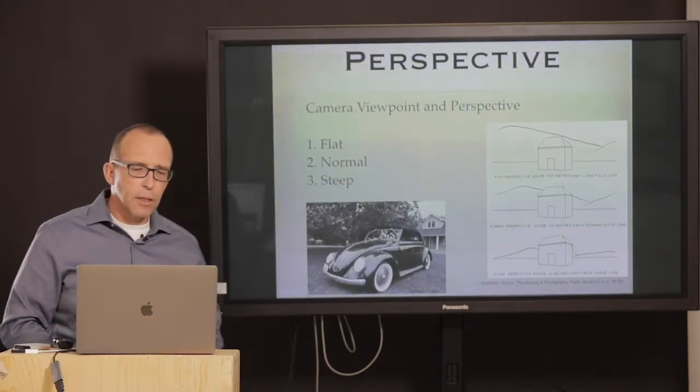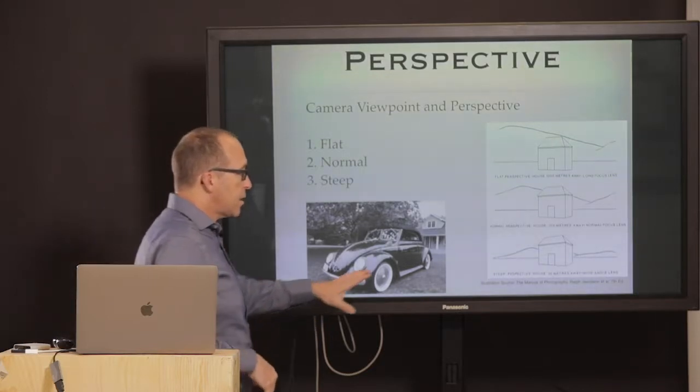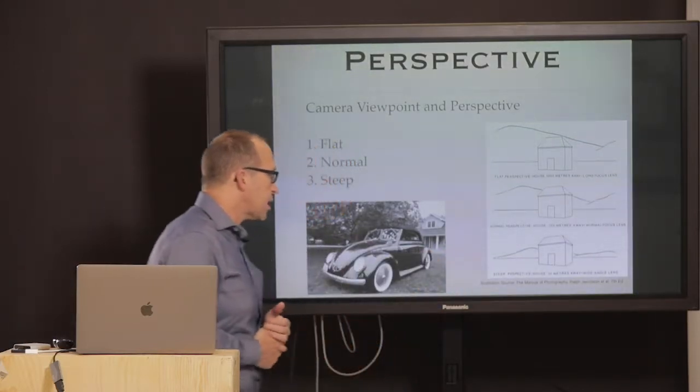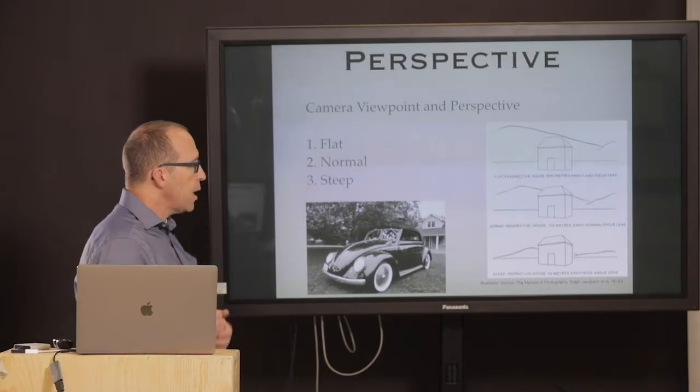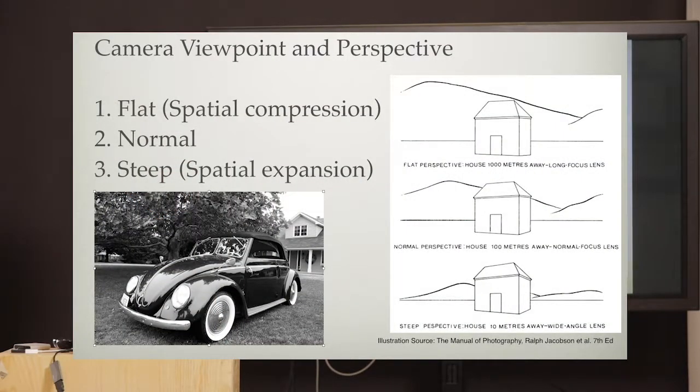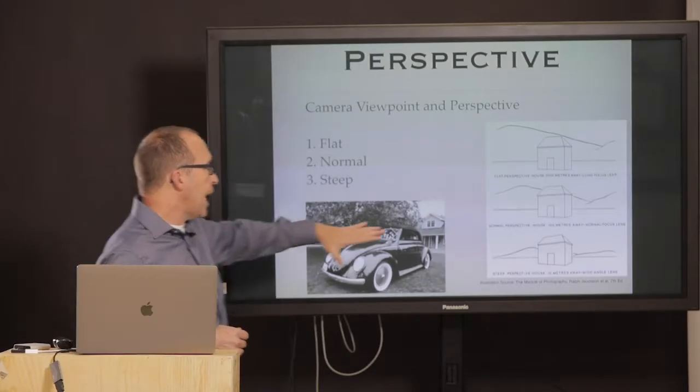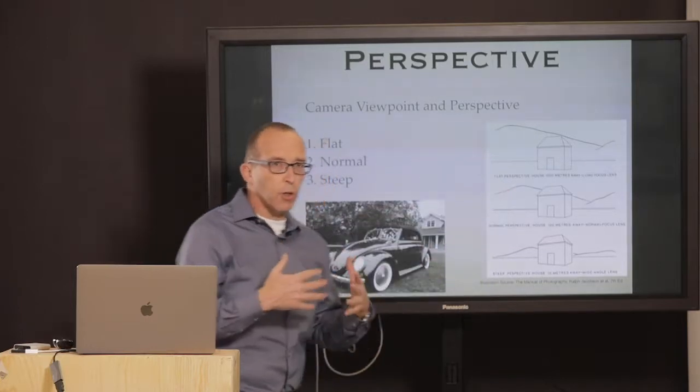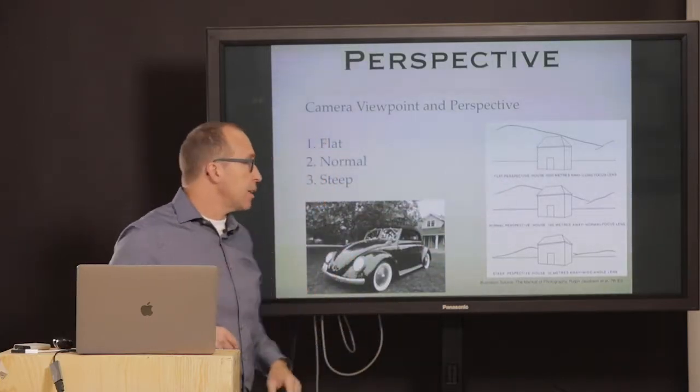Anyways, if you look at this diagram here, this is from a textbook that we used to use in this program. It's illustrating 3 different types of perspective, or 3 ways that we can describe perspective: flat, normal, and steep. Flat is your typical telephoto, everything's compressed kind of look.